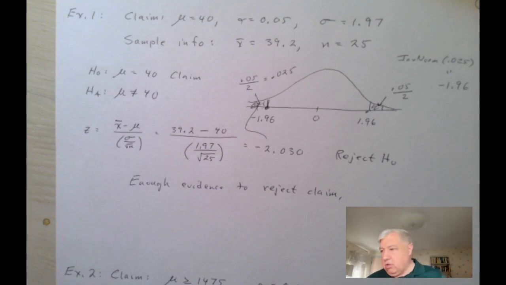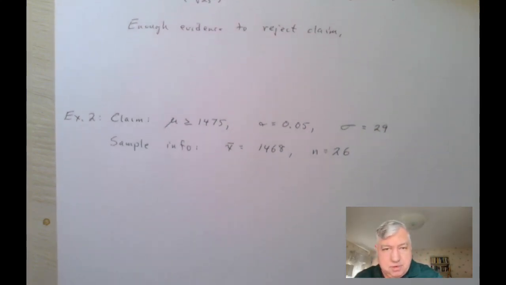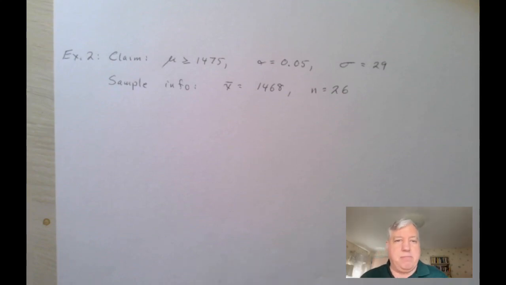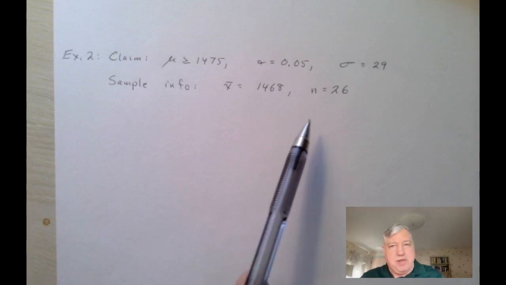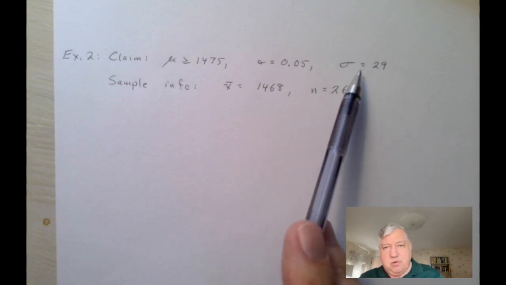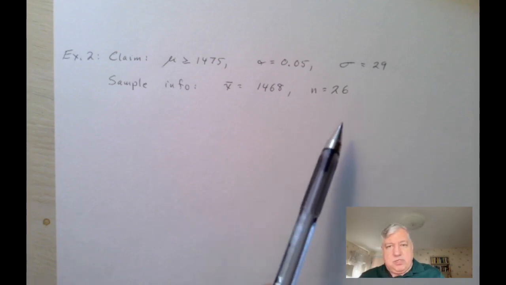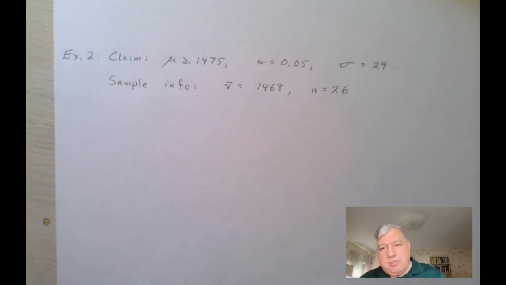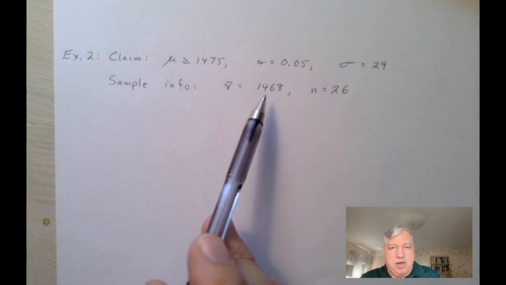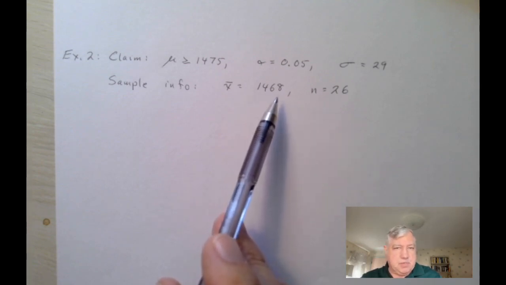All right. Let's look at the next example. In this one, our claim says that mu is greater than or equal to 1475. Our level of significance is 0.05 again, and our population standard deviation is known to be 29. Once again, our n is 26, so we'll assume that our sample is random and that the population is normally distributed. We took our sample and we got 1468.